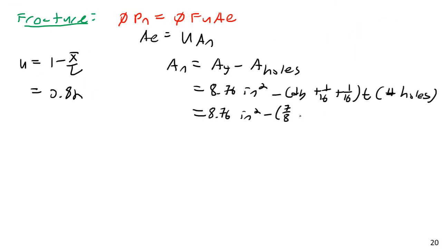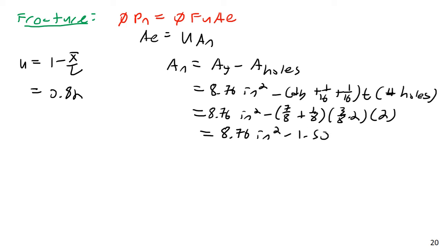Then 7/8 inch plus 1/8, times the thickness, which is 3/8 inch times 2, and then the number of holes is going to be 2. So overall, our net area is 8.76 inches squared, minus all of this here, which comes to 1.50 square inches, approximately, and that comes to a net area of 7.01 inches squared.